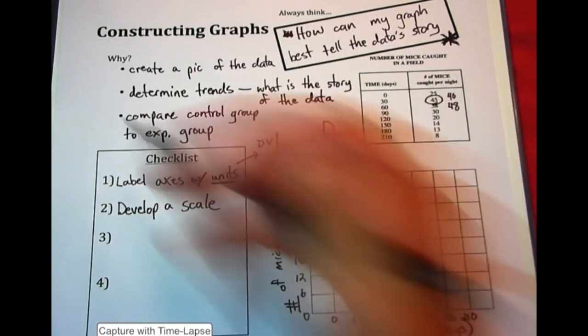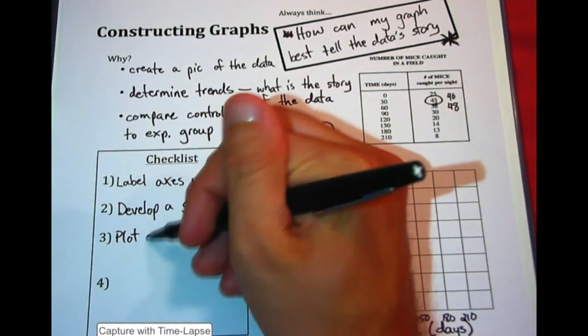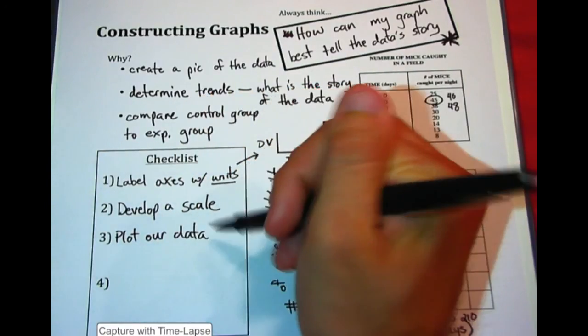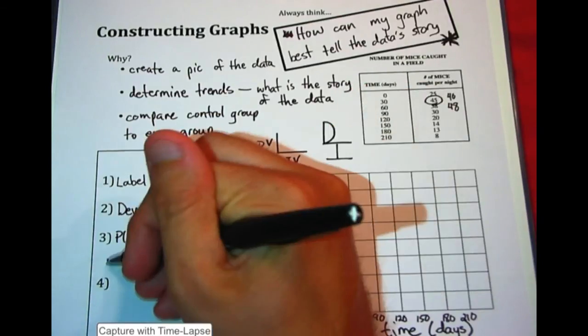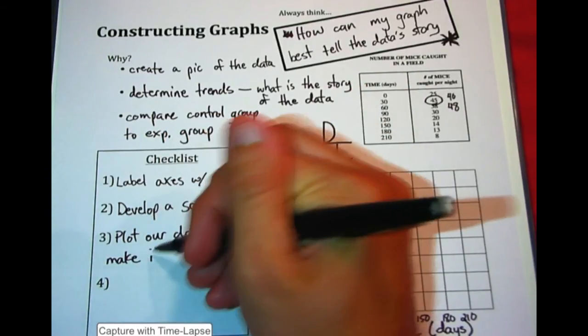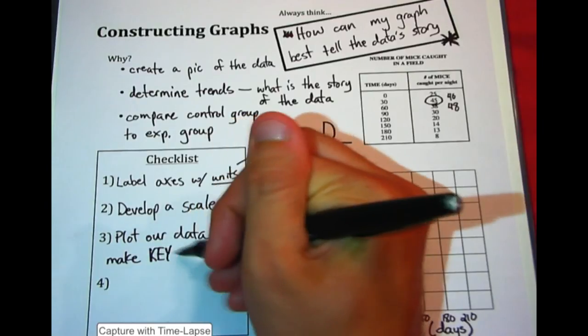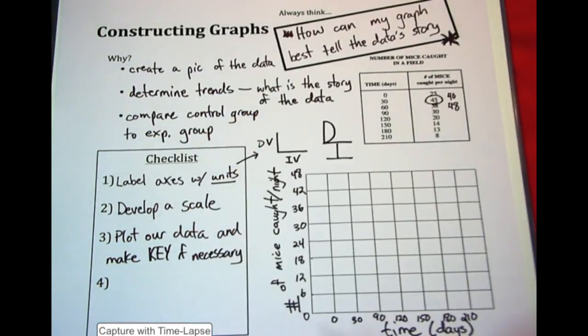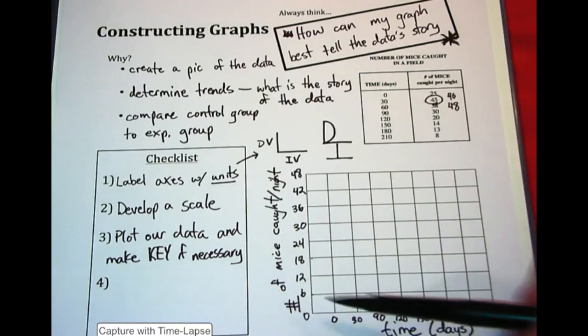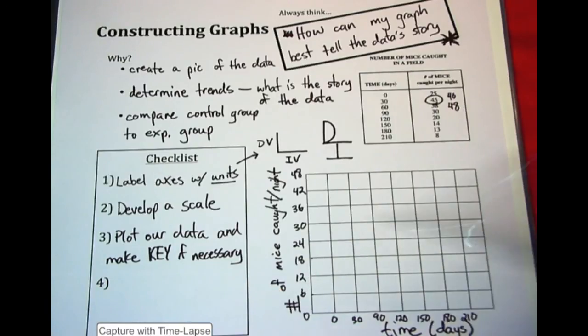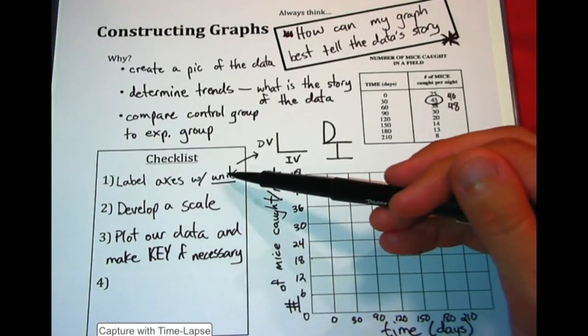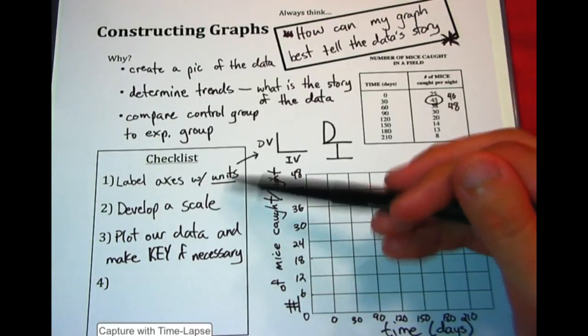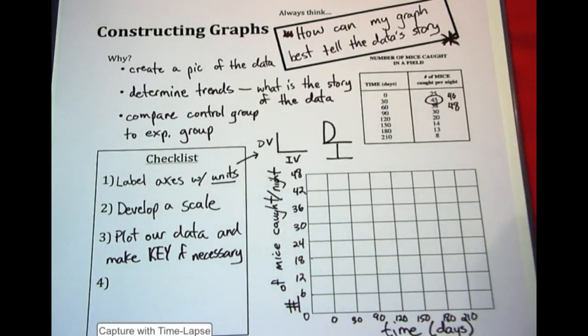All right, the next thing we want to do is just plot our data and make a key if necessary. So I'm sure you guys know how to plot your data by looking at a table, so I'm not even going to go into doing that. And for this case, we don't need a key because we're only going to have really one line in our graph. We don't need to differentiate at all. So the reason I'm going into these a little bit more in depth is because these are some of the points that I see my students missing when they construct their graphs.